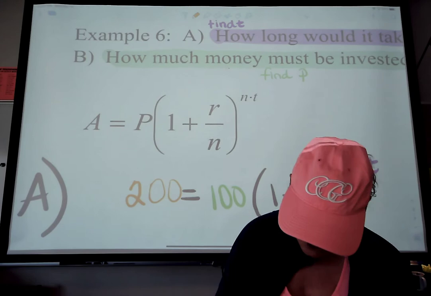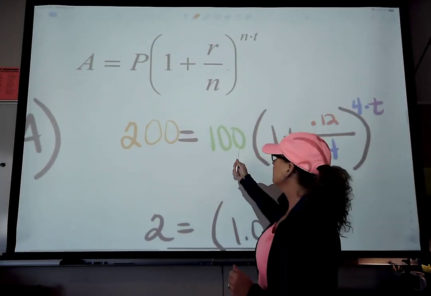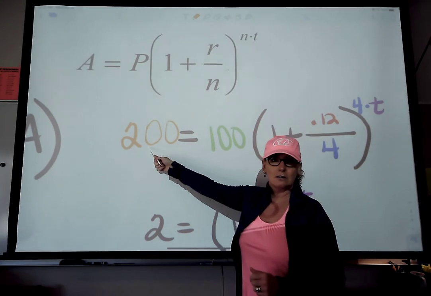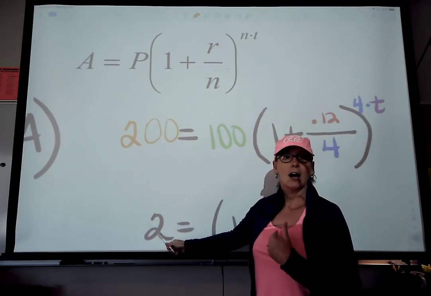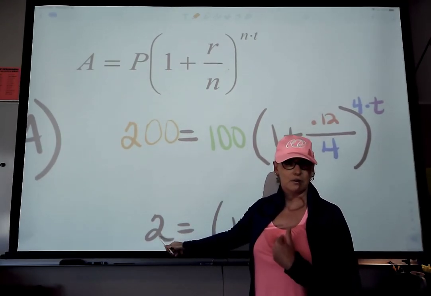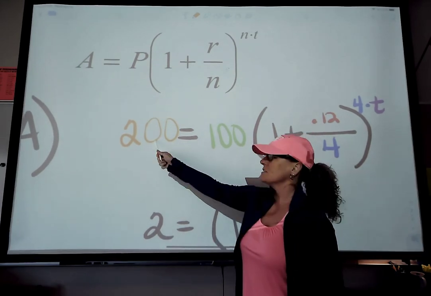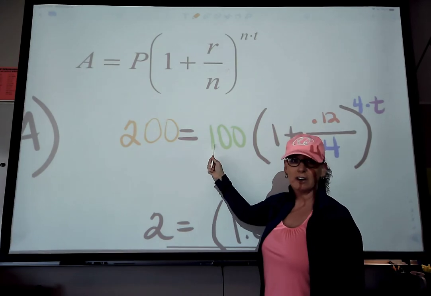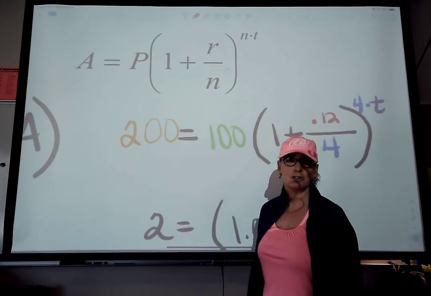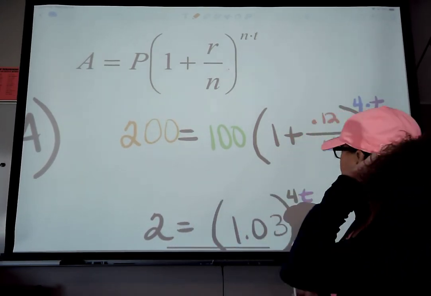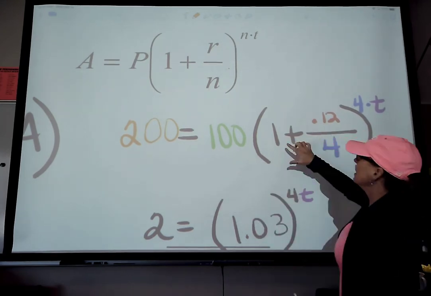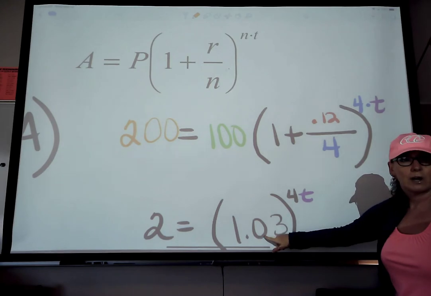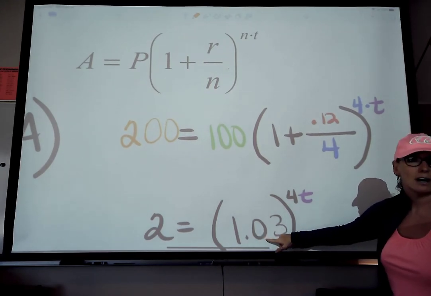But the cool thing is, once you divide both sides by 100, you're going to get 2. This number is always twice what this number is. So it doesn't matter what the numbers are. When you divide them, you're going to end up with a 2 over here. All right, so then I divided, that's a 2. I did this on my calculator. I did 1 plus this divided by this, and I got 1.03. It was a nice decimal. I wrote it.